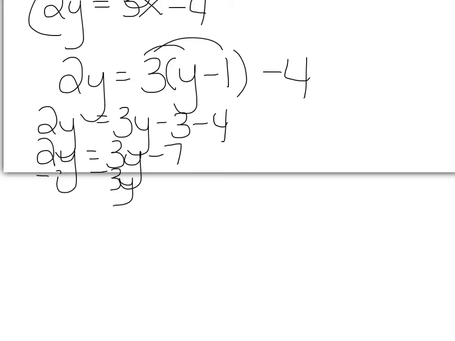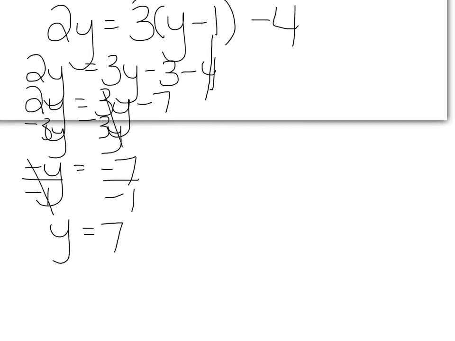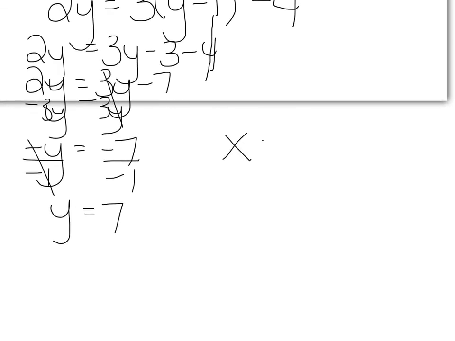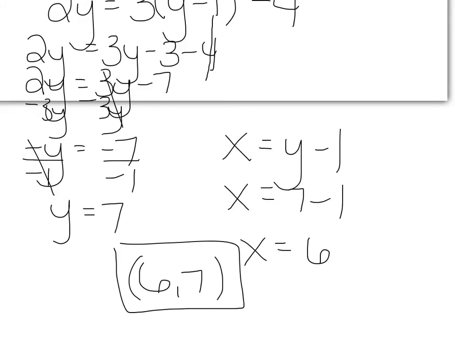Subtract 3y from both sides. You get negative y is equal to negative 7. Divide both sides by -1. Y is equal to 7. And then we're going to go back up. Oops. Go back up to the top here. I got x equals y minus 1. So x equals 7 minus 1. So x equals 6. So your ordered pair is 6, 7. Or your numbers are 6 and 7.